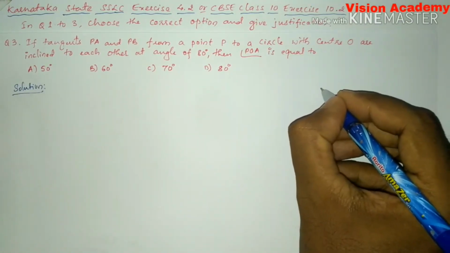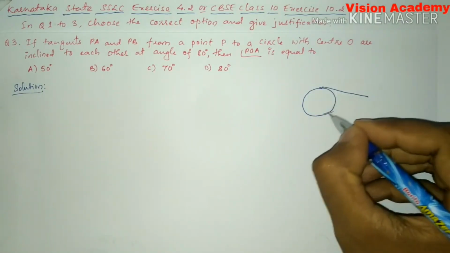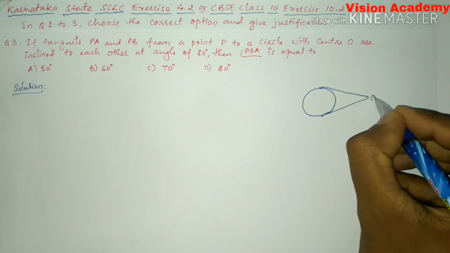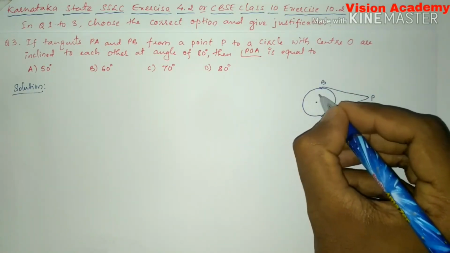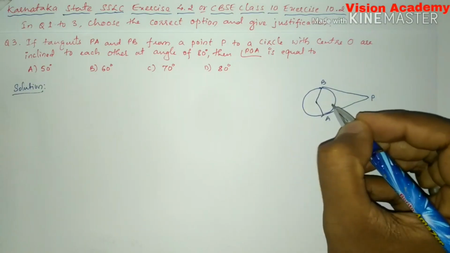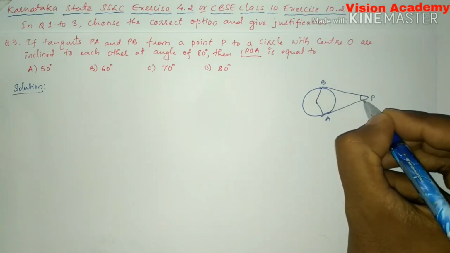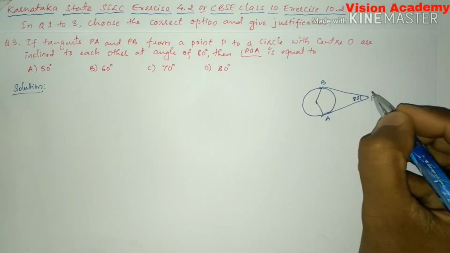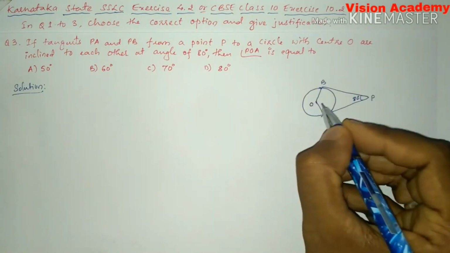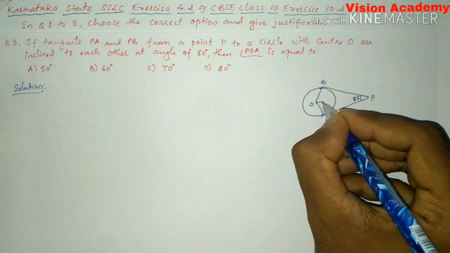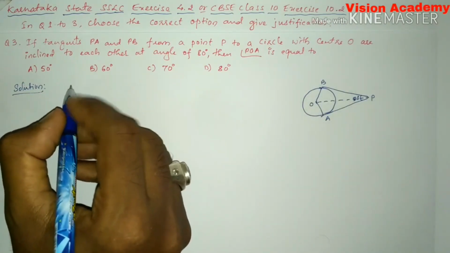Let us draw a circle with two tangents from the point P. Let us write them as A and B and join them from the center of the circle. Here the inclined angle is 80 degree. They have asked us to find angle POA, where the center of the circle is O. So angle POA is half of this angle.